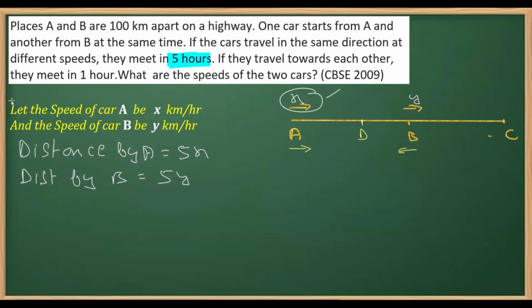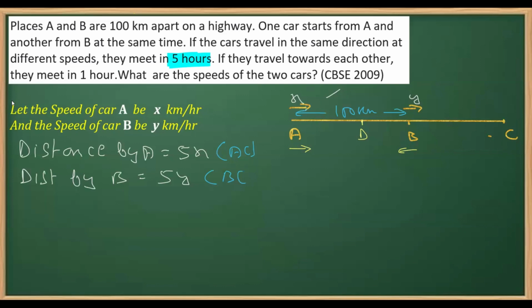Now from the figure, you can see the distance traveled by A. Clearly, the distance traveled by A is from here till here, that is AC. And the distance traveled by B is BC. And you can figure out the distance between A and B, which was given as 100 kilometers. One more time, A to C is 5x, B to C is 5y, and A to B is 100. So what do we conclude?